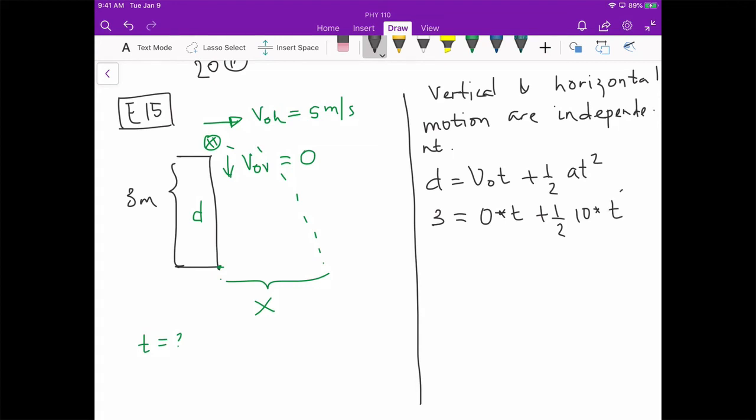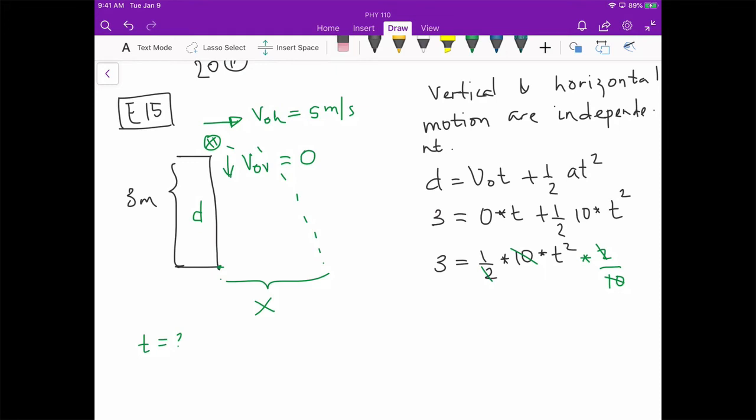Time, you don't know time. So what you will have is 3 equals half times 10 times t squared. You need to isolate t in this particular problem. So you need to multiply this by 2 so that this can cancel out, and you need to divide this by 10. But if I do that, I need to do the same thing on the left side. So I need to multiply this by 2 and divide it by 10.